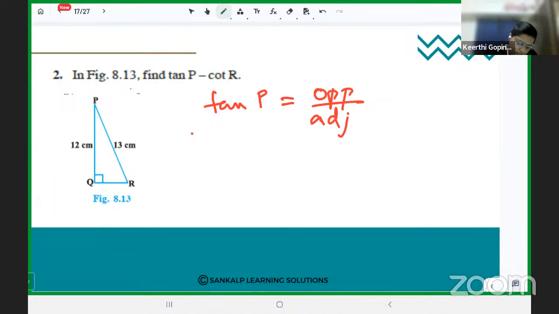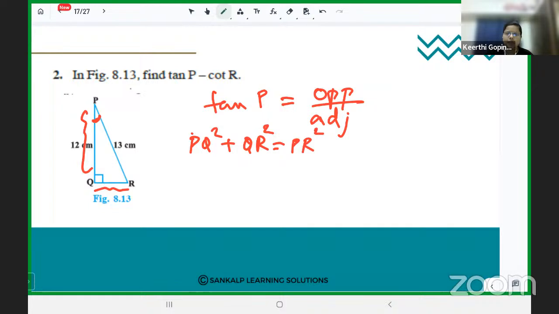Right. So this is the angle P. Which is the side opposite to angle P? It is QR, right? The opposite side to angle P is QR. And what is the adjacent side? Adjacent side is PQ. So we know the measurement of PQ, but we don't know QR. So first we have to find out the measurement of QR. For that we have to apply Pythagoras theorem, right? So PQ square plus QR square is equal to PR square.